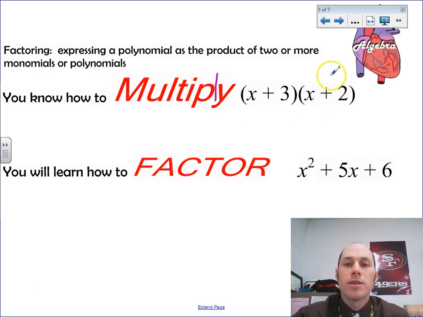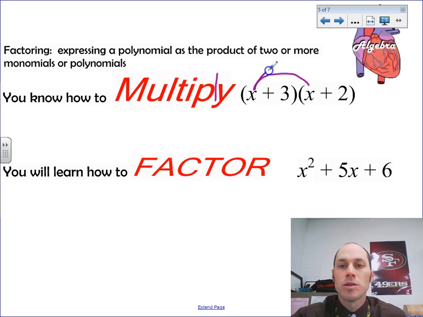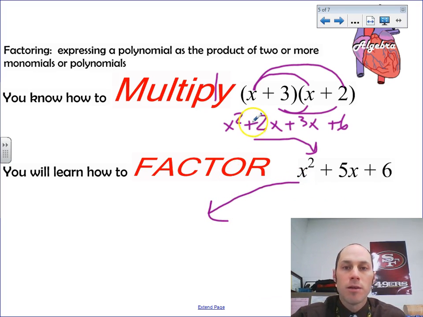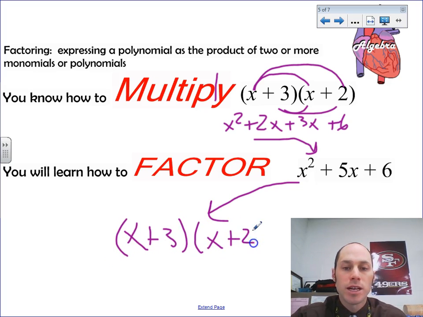So when we have two binomials, we know how to multiply that. We can distribute the x squared plus 2x plus 3x plus 6. Then we combine those like terms, and we end up with x squared plus 5x plus 6. So when we're factoring, we want to get it into that product of two binomials. So I need to break it back into x plus 3 and x plus 2. So x plus 3 times x plus 2.